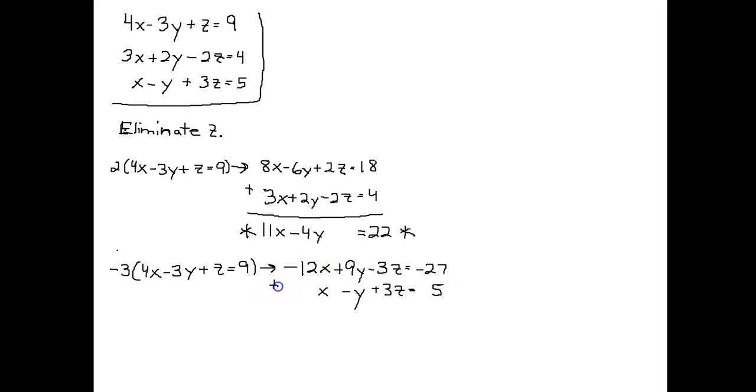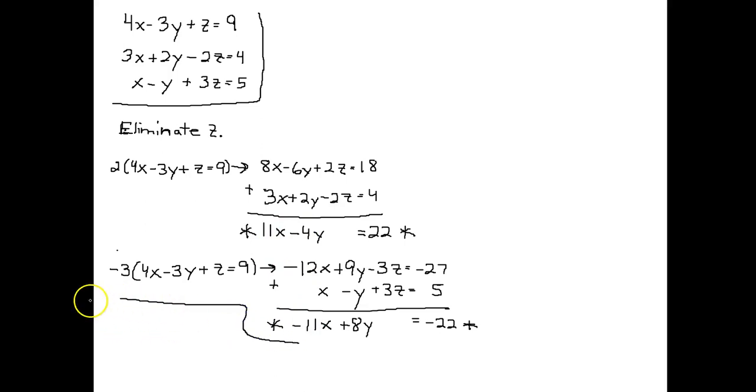So I'm going to add those two together. I got -11x plus 8y equals -22. Okay. So now I'm going to take those two equations and solve. And wow, this is interesting. My x's are already opposite, so I really don't have a whole lot to do there.